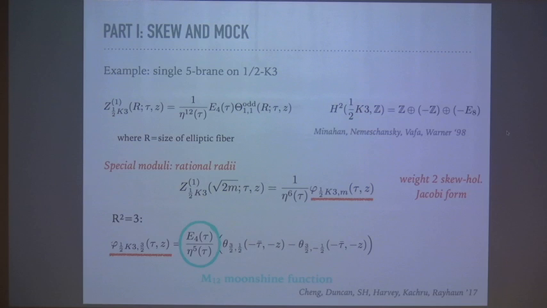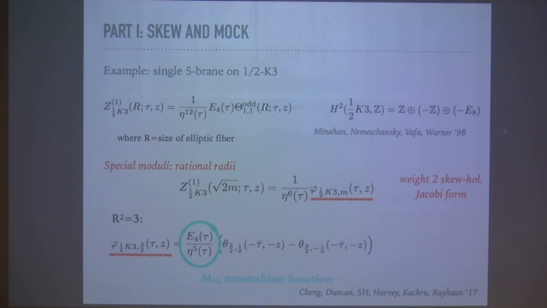And in this case, the index has the following form. It's these familiar modular functions, E4 over eta to the 12th, times a theta function for an odd unimodular lattice of signature (1,1). And this theta function depends on a modulus, which I call R. And you can think of R as the size of an elliptic fiber in this half K3 surface. So in general, this transforms just like that weight (-3/2, 1/2) non-holomorphic modular form you saw in the previous slide.